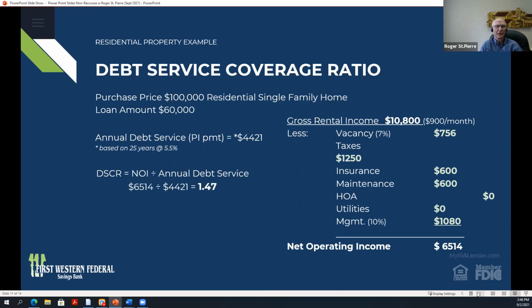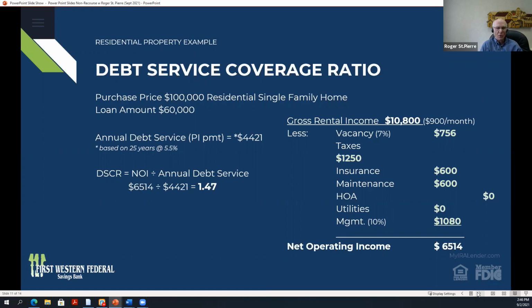So gross rent for the year, that's $10,800. We build in a 7% vacancy factor just because it's prudent to build in something. You can't assume properties are going to be rented 100% of the time, every day, every year. So 7% of gross rents, $756 out of an annual expense that we'll assign to this property. Taxes, this one had $1,250 a year in real estate taxes. It had a $600 annual insurance premium.